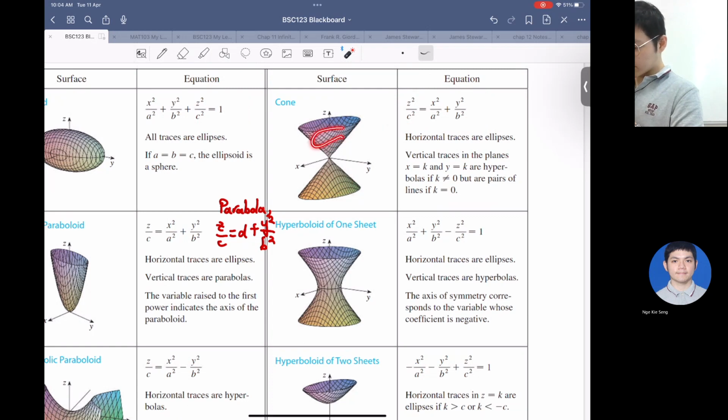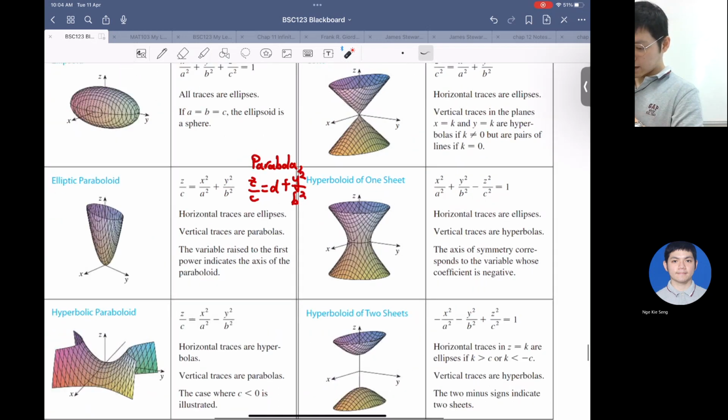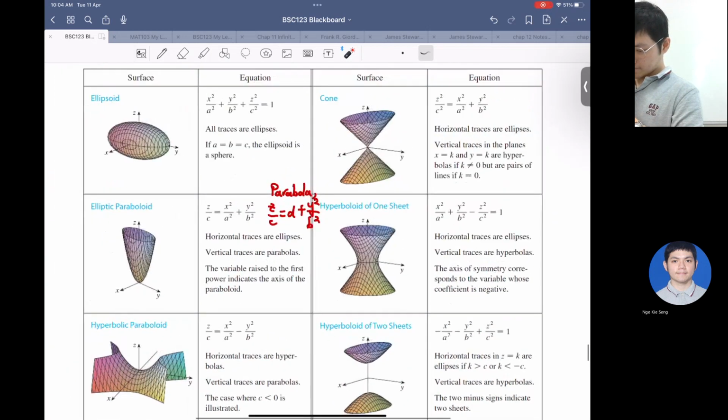You can see that the horizontal part is all ellipses again, because if you fix this part to a constant, you get an ellipse equation. Similarly, if you fix x or y, then you will get this hyperbola.